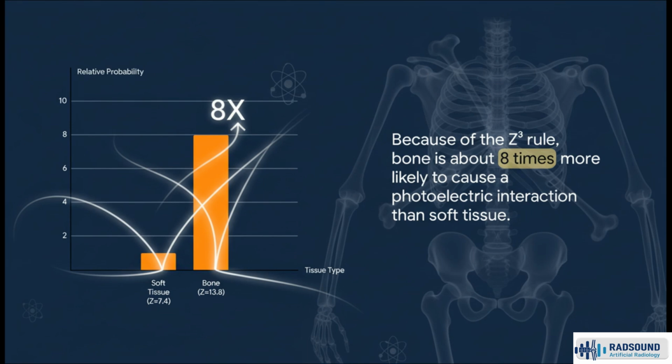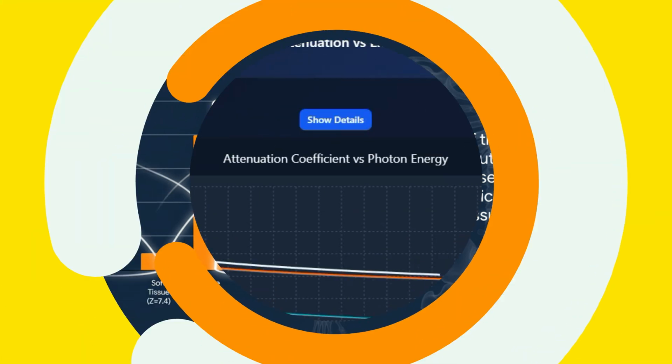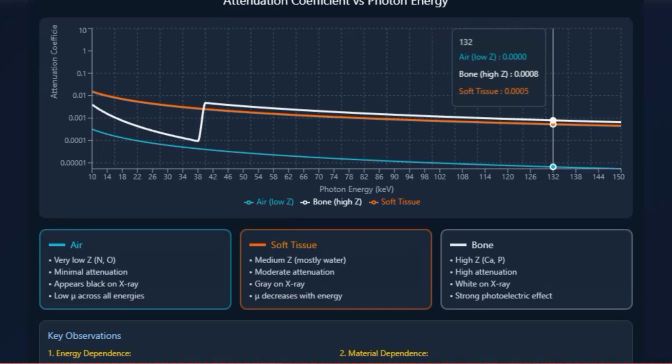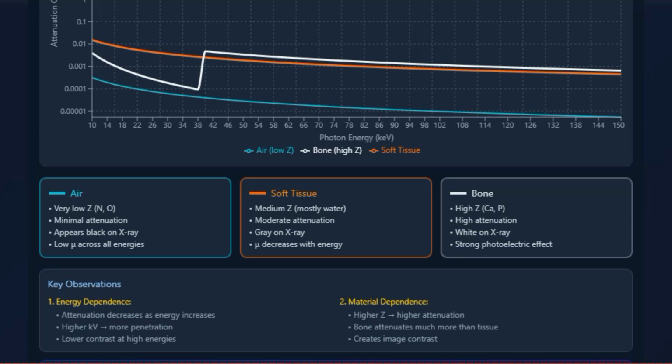This is where it gets crazy. Let's put some numbers to it. Bone has an atomic number of about 13.8. Soft tissue is around 7.4. So bone Z is roughly double that of soft tissue, right? But because of that Z cubed rule, the chance of a photoelectric interaction isn't just double, it's about 8 times higher in bone. That massive difference is precisely why bones pop out so bright and white on an X-ray.